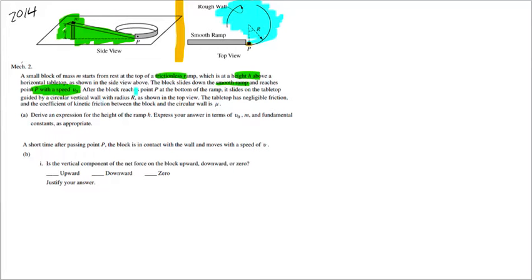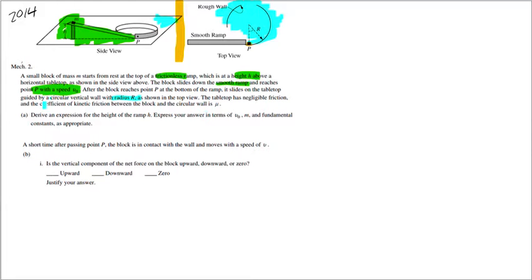Okay, so then it says after the block reaches point P at the bottom of the ramp. Now we're going to switch views to the top view. It slides on the tabletop guided by a circular vertical wall with radius r. Okay, that's the wall, we see that. The tabletop has negligible friction. Okay, so this part of the table is slick. It's like ice, that's how I think of it.